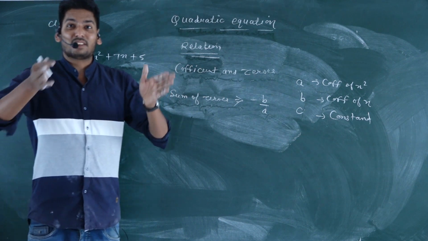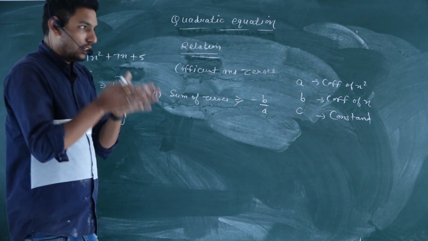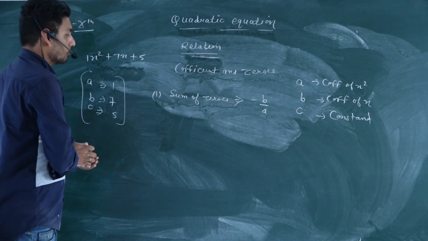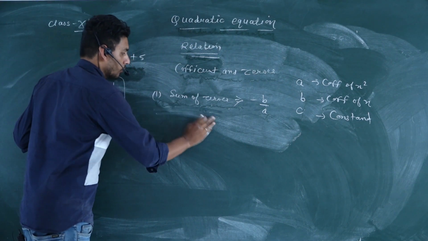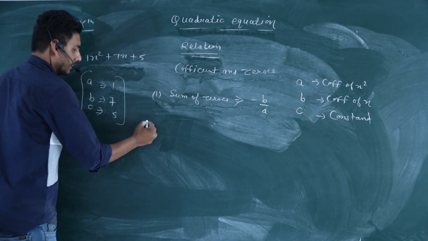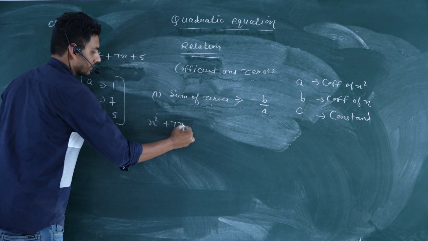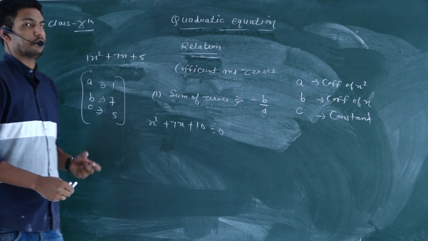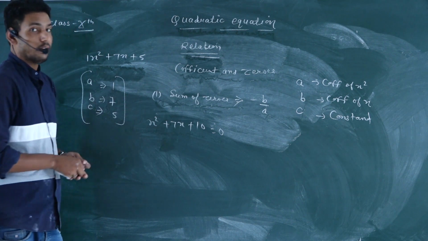Okay. And what are the zeros? We find the zeros after solving the equation. Okay? Then, students, sum of zeros. Suppose that we solve this equation. We take another example, x square plus 7x plus 10. It is a quadratic equation. Students, we solve this equation. Okay, students? Yes, how to solve?